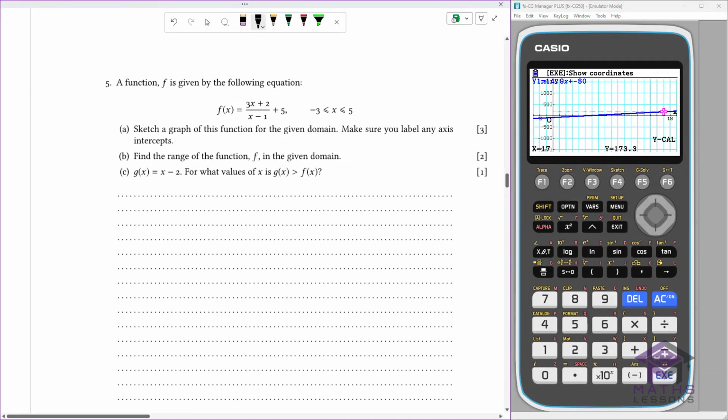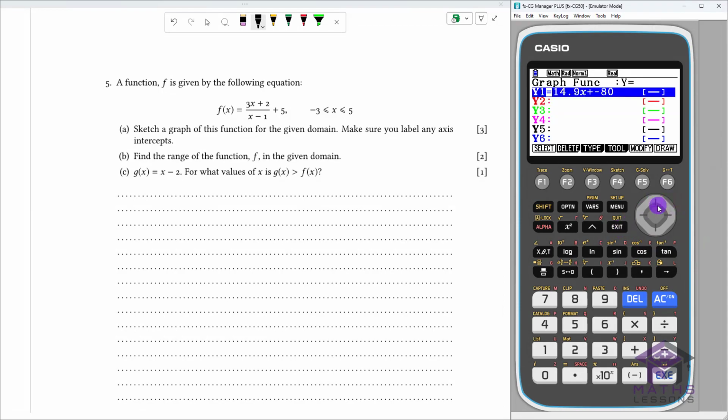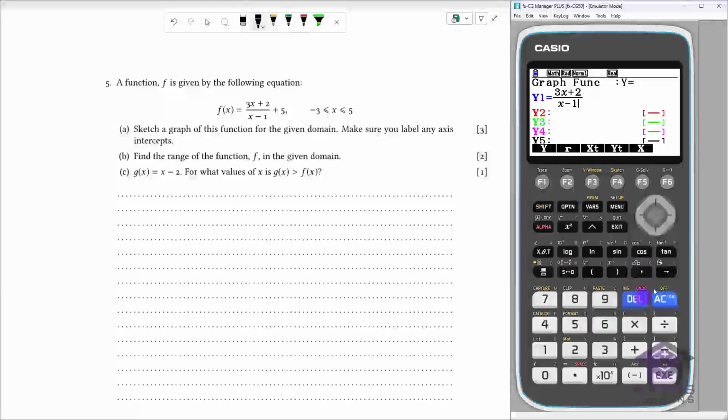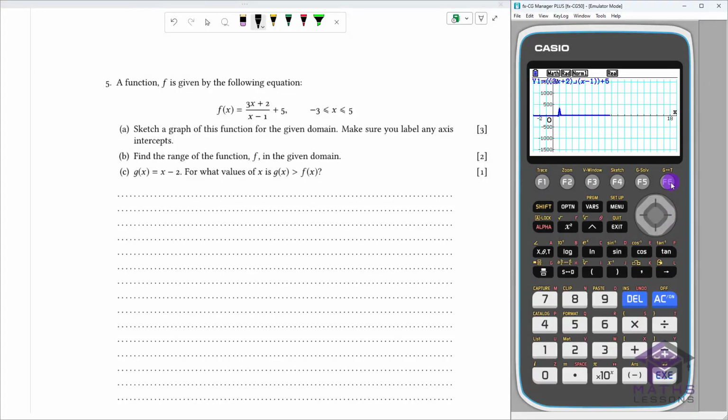Right, this is a question we all struggled with. So what we're going to do is put this straight into our function. And we're going to put a fraction in. We're going to do 3x plus 2, put that over x minus 1, and then we're going to add 5. And we'll draw that and we'll change the domain in a second.